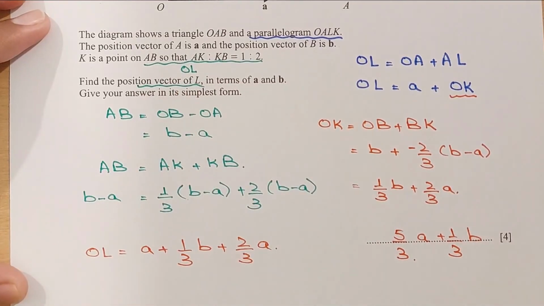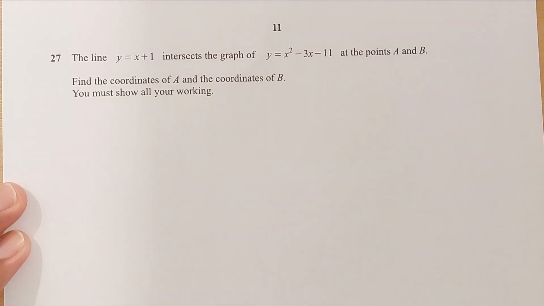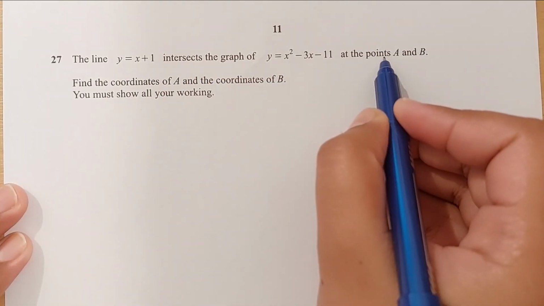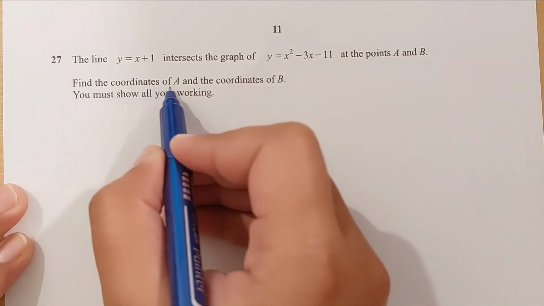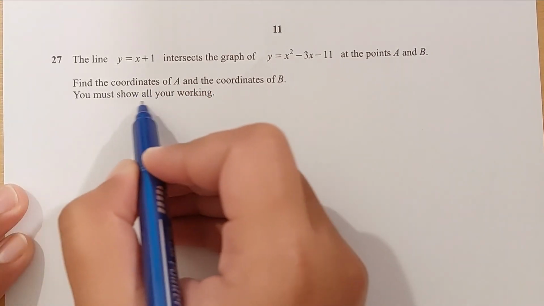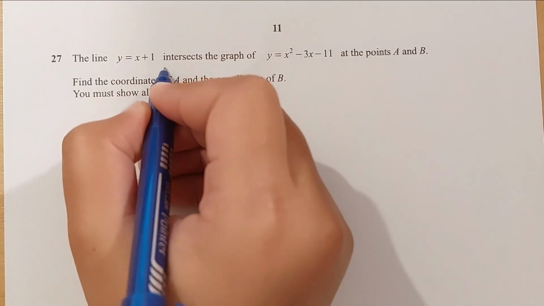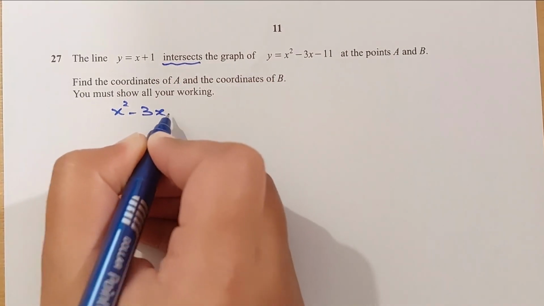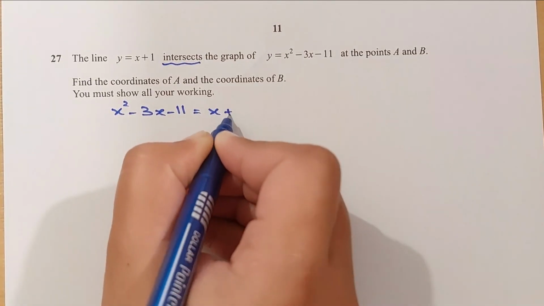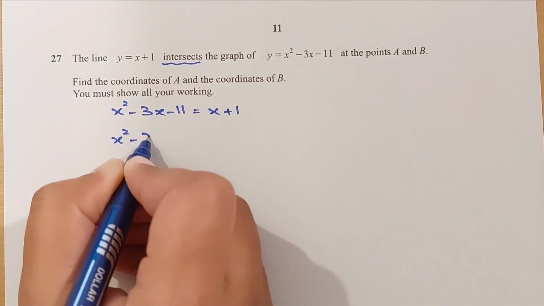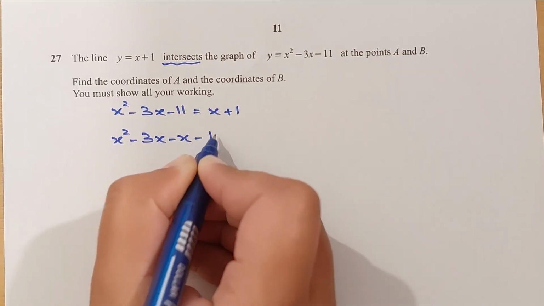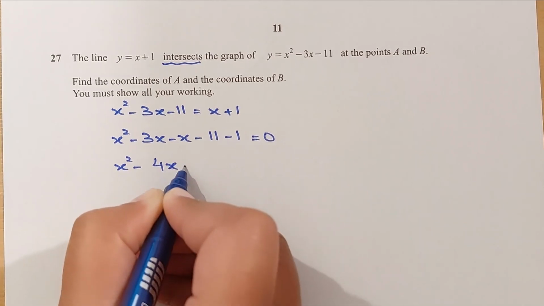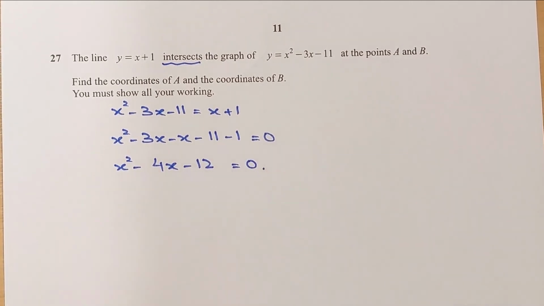That is OL. Yes. Question number 27. The line y equals x plus 1 intersects the graph of this curve at the points A and B. Find the coordinates of A and the coordinates of B. You must show all your working. So for the intersection, we have to put both equal. So x squared minus 3x minus 11 equals x plus 1. So x squared minus 3x minus x minus 11 minus 1 equals 0. x squared minus 4x minus 12 equals 0, right?